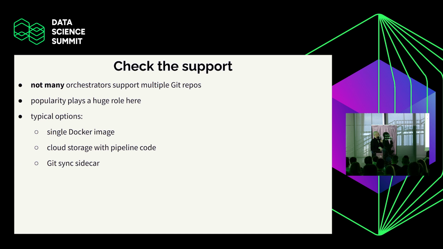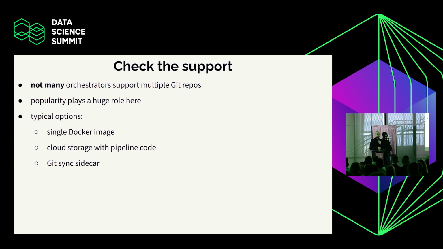You can also use cloud storage with some pipelines. For example, Shopify uses this. They use Airflow with NFS to automatically synchronize their pipeline code, where they basically put all the new code using CI/CD. And you can also use Git sync sidecars if you use Kubernetes. This doesn't scale that well to very many repositories, but can scale reasonably well. So you should consider the options.